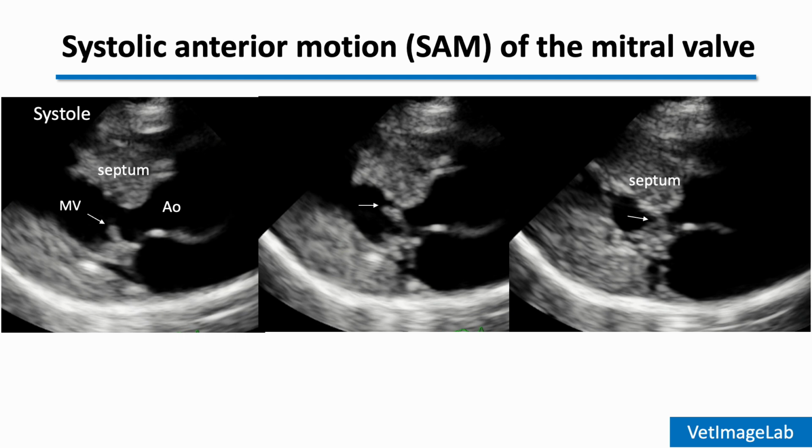On the left image, at the early phase of systole, you can see that the tip of the mitral valve starts to bend slightly toward the interventricular septum. As systole progresses, shown in the middle image, the mitral leaflet continues to move anteriorly toward the septum. Finally, by late systole, seen in the right image, the mitral leaflet nearly contacts the septum, significantly narrowing the LV outflow tract and obstructing blood flow.